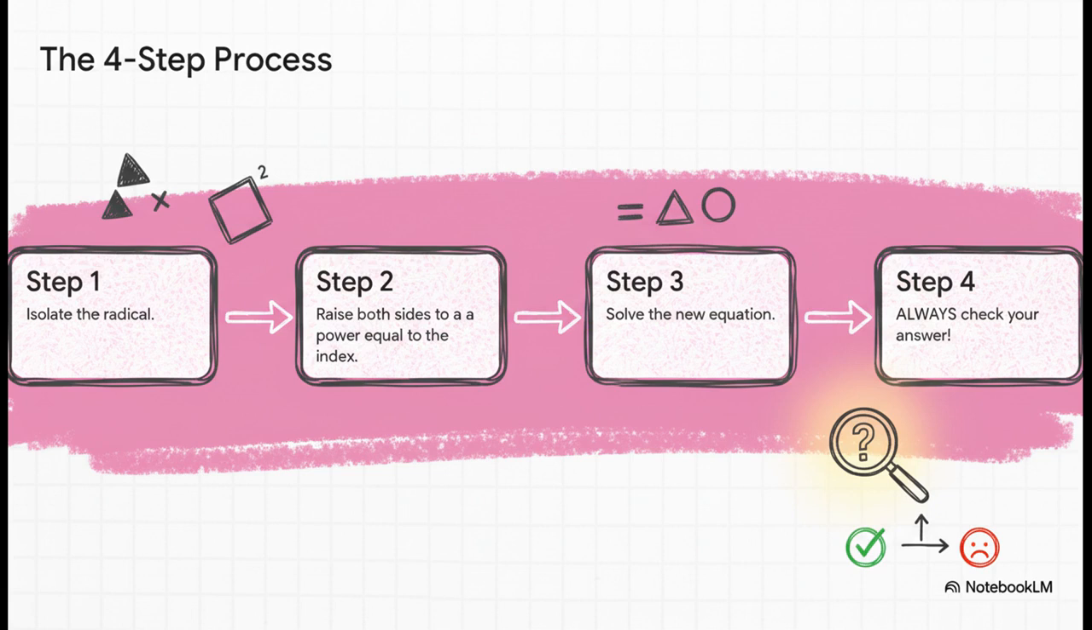Step 1, get the radical all by itself on one side of the equation. Step 2, raise both sides to a power that'll cancel out the root. So for a square root, we square both sides. If it was a cube root, we'd cube them. Step 3, solve whatever simple equation is left over. And step 4, and trust me on this, is the most important one. You have to always check your answer. We'll see why in just a little bit.